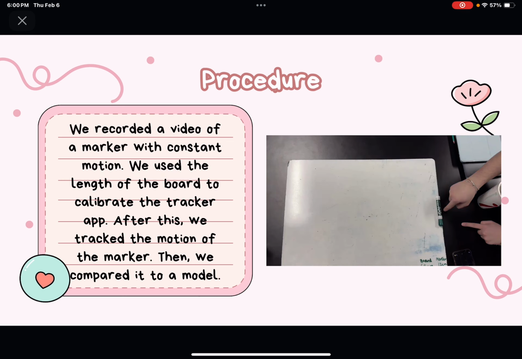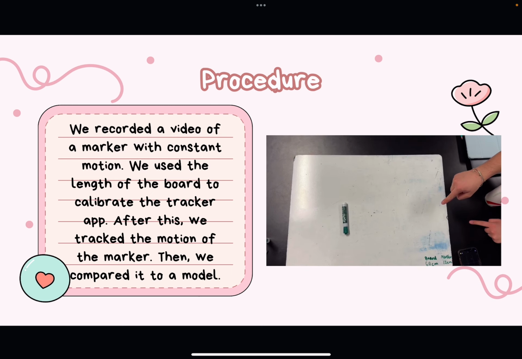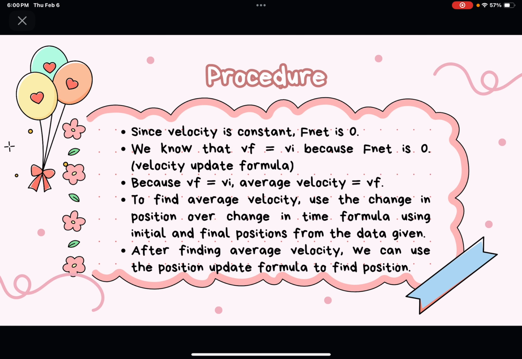Here's the experiment. We recorded a video of a marker with constant motion. We used the length of the board to calibrate the Tracker app. After this, we tracked the motion of the marker using the track function, and then we compared it to a model that we had prepared in GlowScript. To prepare this model, we used the following information.